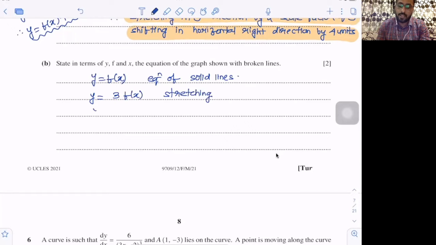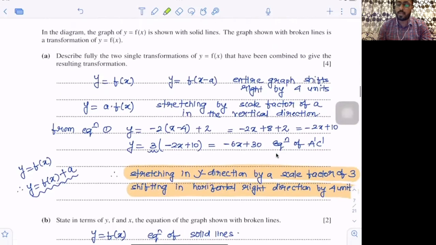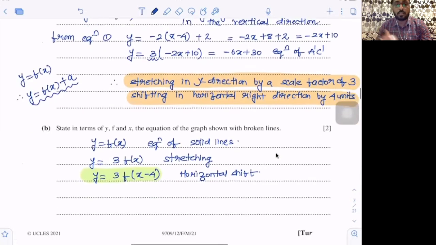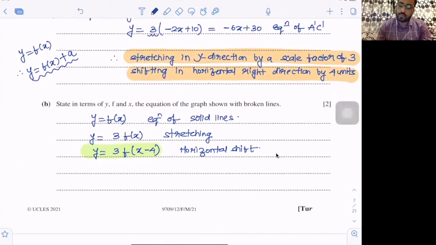And there is a horizontal shift, right? There is a horizontal shift by 4 units. So f of x minus 4. So this is the horizontal shift. That should be your equation of the broken line. So I could do 3 times f of x minus 4. Here also I could have written my answer as stretch by a scale factor of 3 and shifting in the horizontal right direction. So it is denoted by 4 and 0, like this. Your marking scheme will have the answer given in this format, 4 and 0.